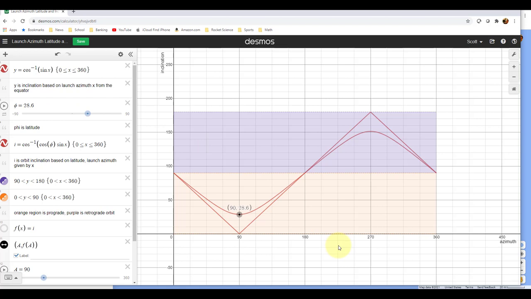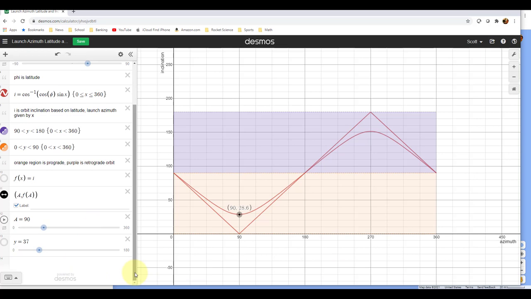And remember, we saw that example where there were two different directions you could go to achieve the same inclination as the International Space Station. 45 degrees was one of them, so let me set this inclination to 51.6.